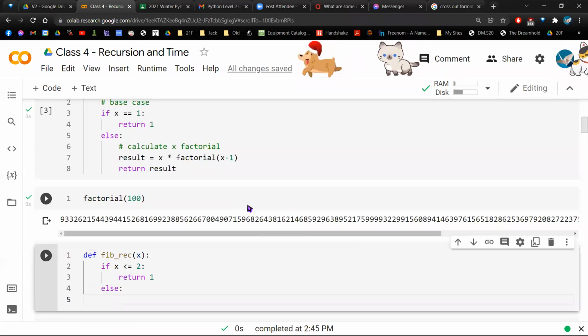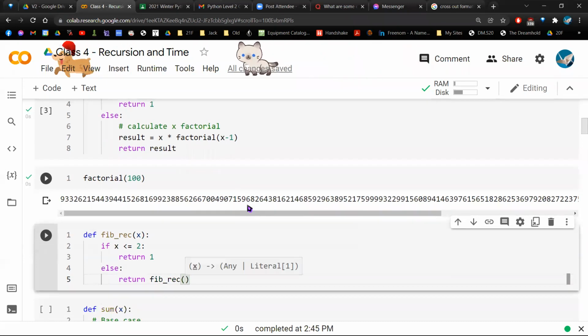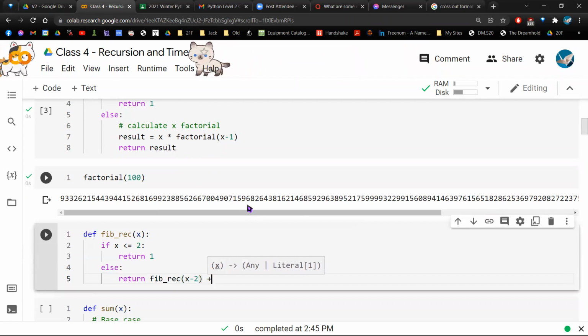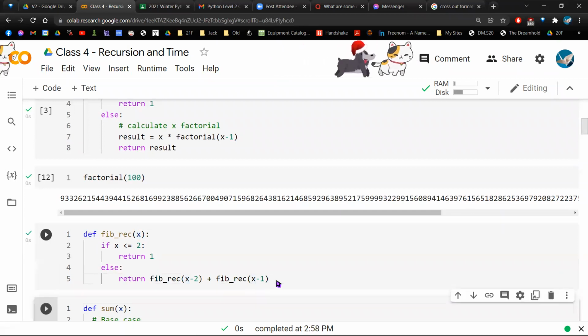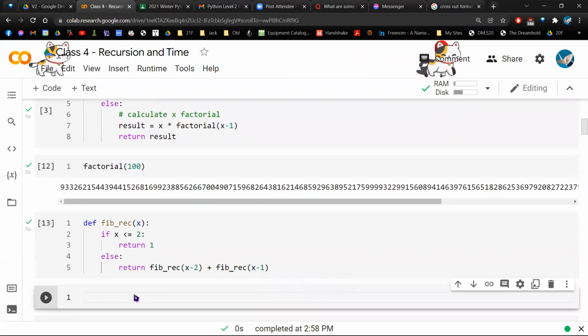Else, now we need to use our formula. We want to return our recursive formula for calculating x minus 2 and x minus 1. Right, so the xth Fibonacci number is just Fibonacci x minus 2 plus Fibonacci x minus 1. And so this is our definition by itself. And we can try it out.